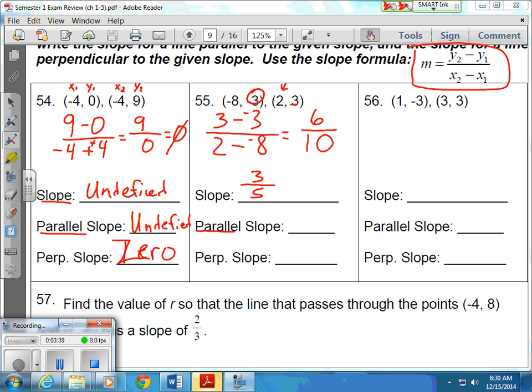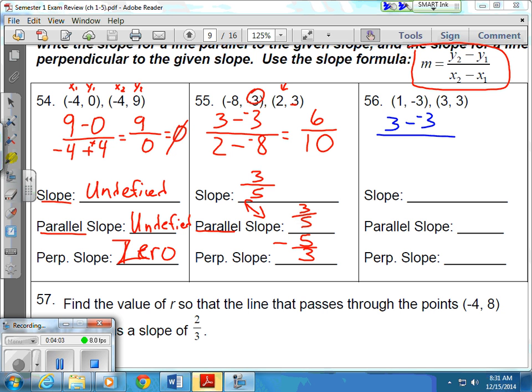And these two things will always be the same. That's also 3/5. What's a perpendicular to 3/5? Do you remember how to do perpendicular? Yes. Flip and switch. And what do you get? Flip, and if that one's positive, that'll be negative.